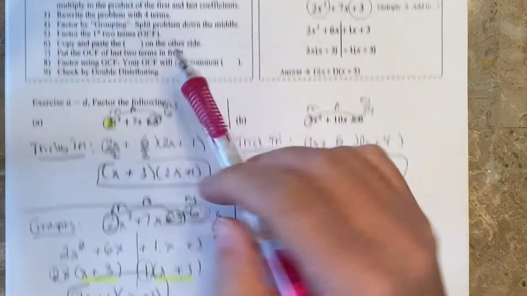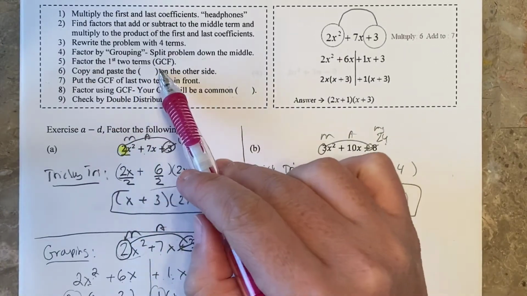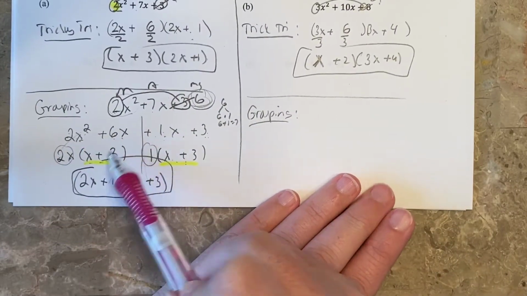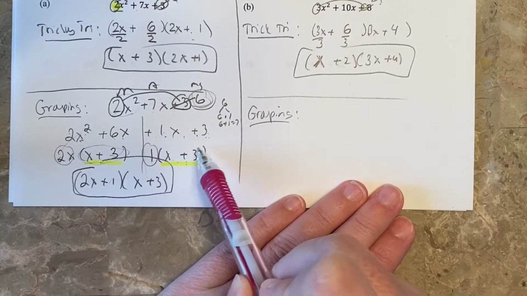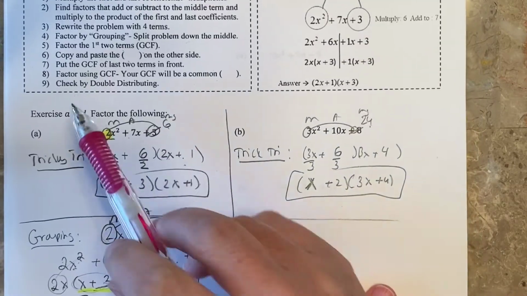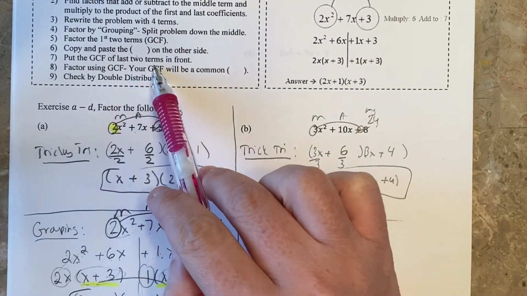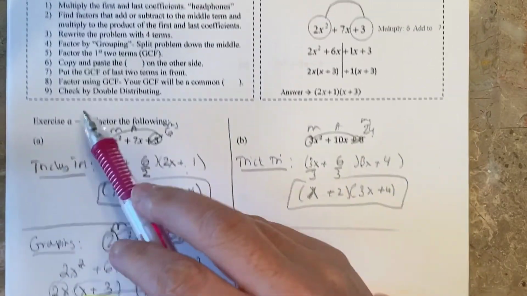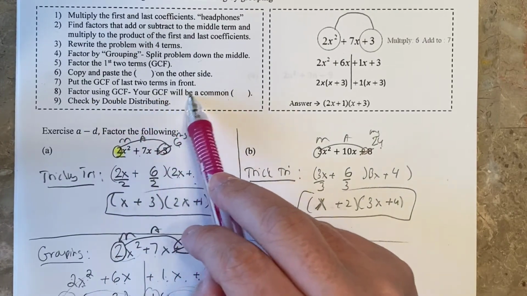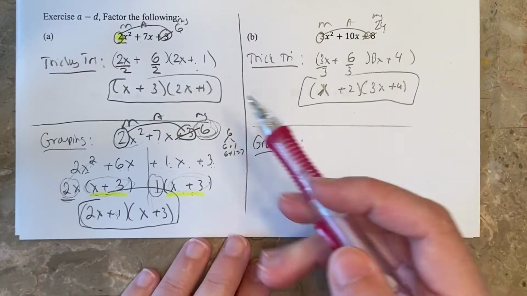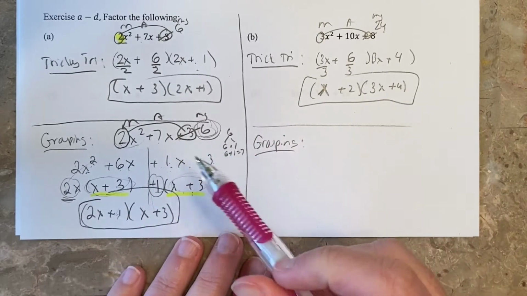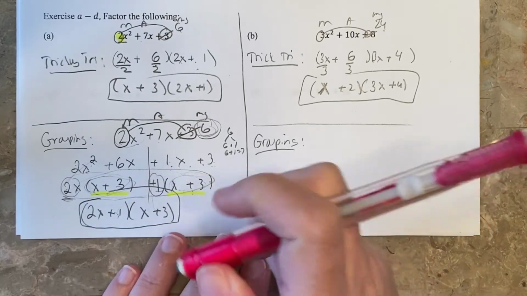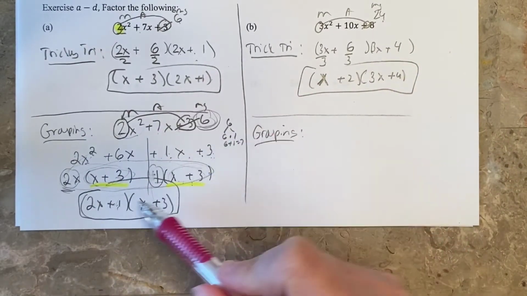Factor by grouping, split the problem down the middle, that's what we did. Factor the first 2 terms, copy and paste the front on the other side. So basically she's saying factor this side. Once you know this is x plus 3, you know this has to be x plus 3 as well, okay? Put the GCF of the last 2 terms in front, okay? So this and this, we put that in front. Factor using GCF. Your GCF will be a common binomial. So basically what they have you do is then they have you factor this right here. So what does this whole entire thing have in common? And what they have in common is the x plus 3's.